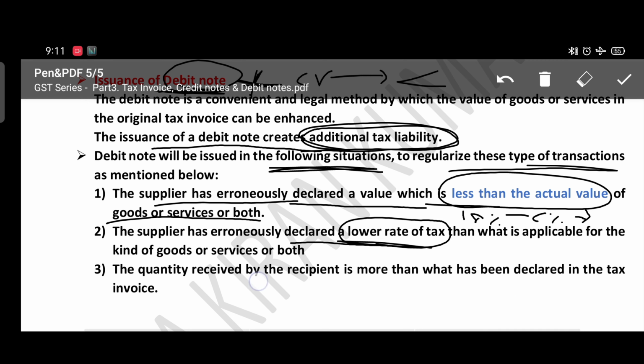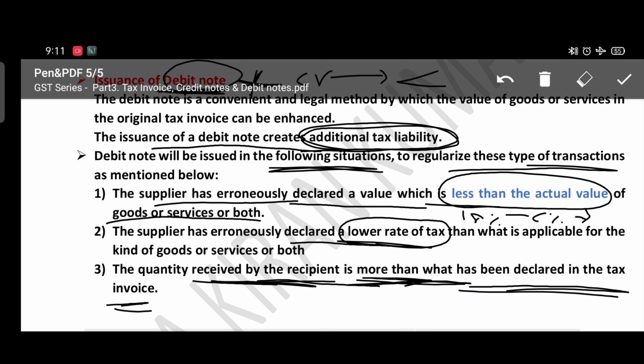The quantity received by the recipient is more than what has been declared in the tax invoice. Suppose the recipient ordered 100 rupees, but he has received 120, then also the supplier needs to issue a debit note. So in these cases, a debit note will generally be issued, and we have already discussed how to upload a debit note or credit note on the GST portal in the returns chapter. You can refer to the same in the returns chapter part 2.